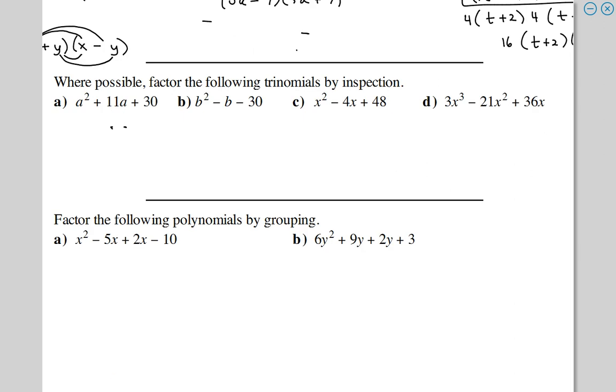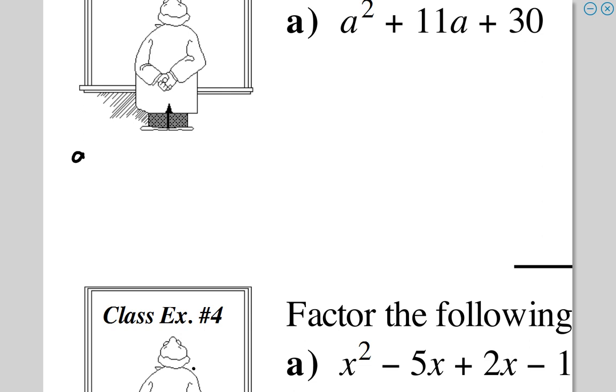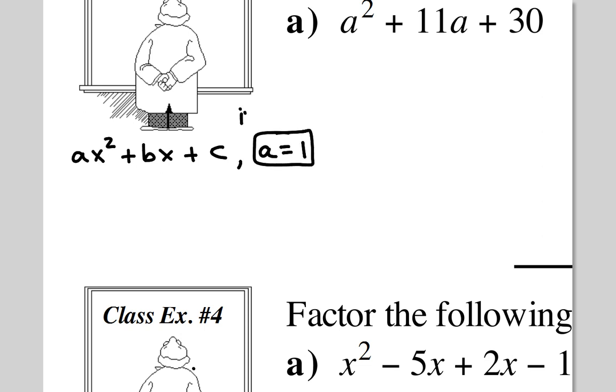Okay, now the trinomials by inspection. Do you remember when you have to think back to last year? I'm going to do this on the side here. You got this ax squared plus bx plus c. And in this case, the a will be 1. So when you see that the a is 1, you're going to use this word in your head, inspection.